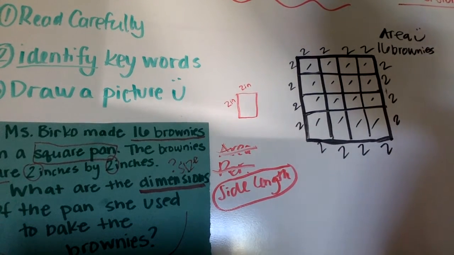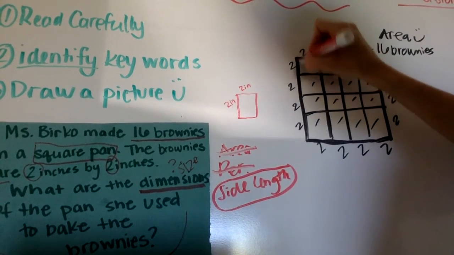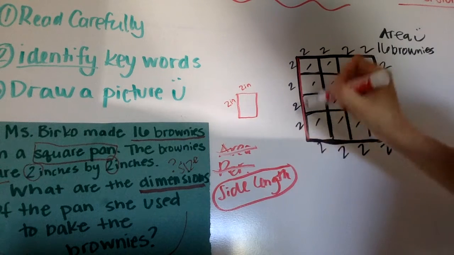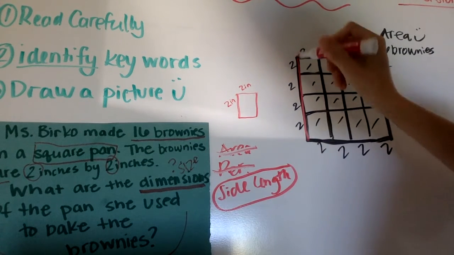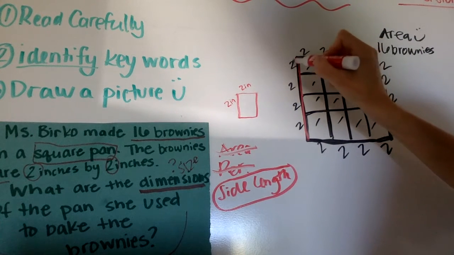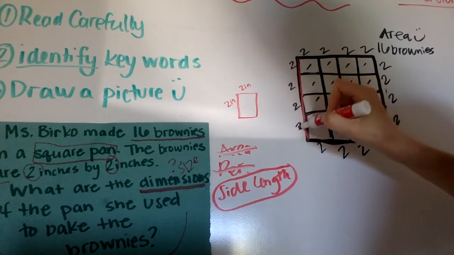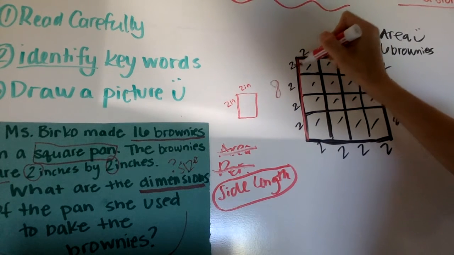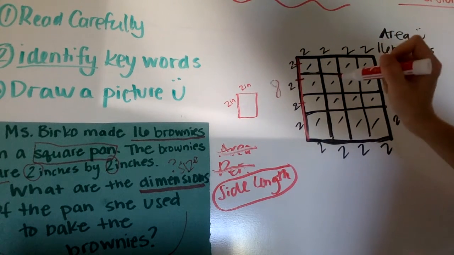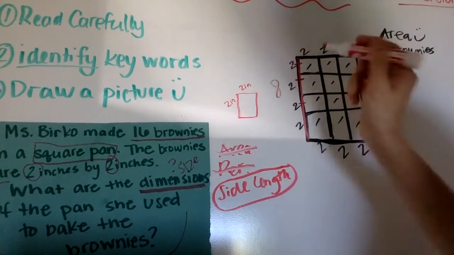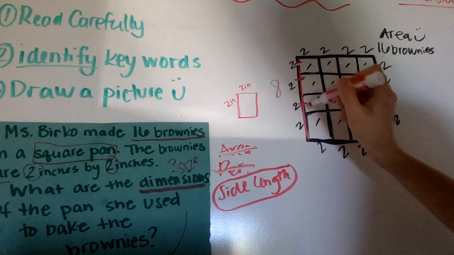So now let's find the length of this side. All right, so you can do this a couple of different ways. You can add up all the 2's. You can count by 2's. So let's do that. Let's count by 2's. 2, 4, 6, 8. You can count the squares right here. 1, 2, 3, or not inside, on the outside. We're not counting the squares inside. 1, 2, 3, 4.